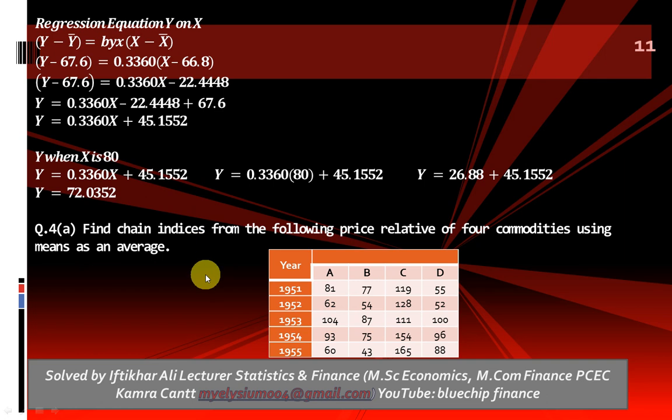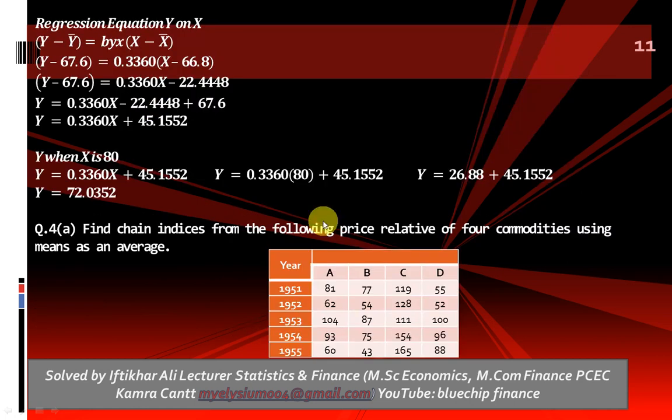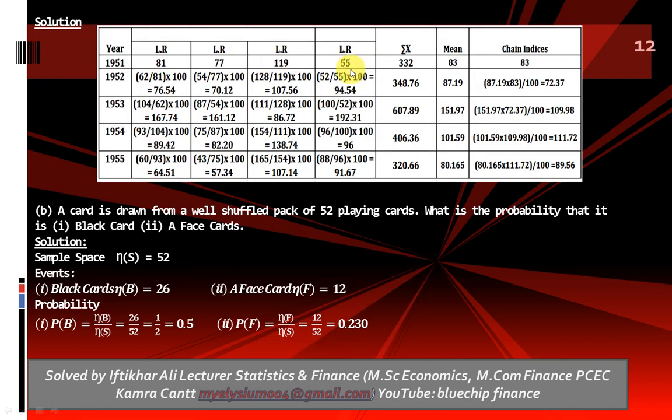For the first link relative, you can take 100 or you can take the same value as it is given, because the formula for link relative is Pn divided by Pn minus 1 multiplied by 100. Pn stands for current price and Pn minus 1 stands for previous time period price. But in the first period we don't have the previous time period price, so the same values should be assumed as link relatives as you are seeing here.